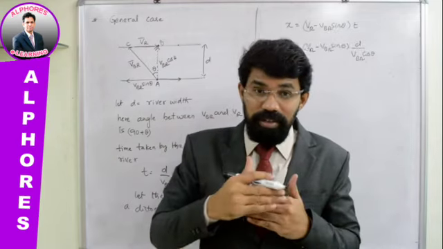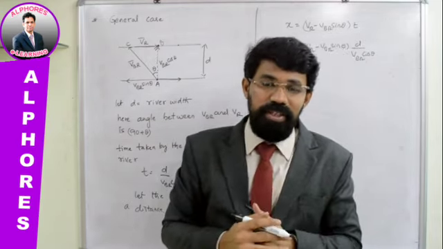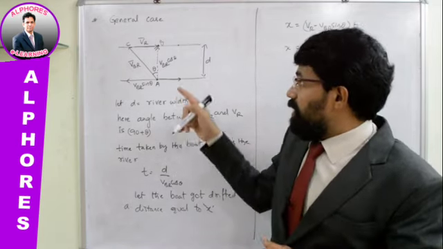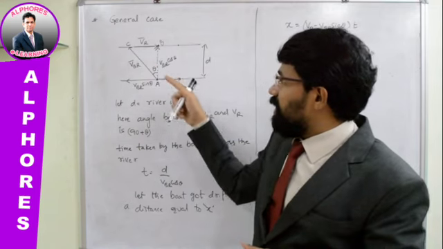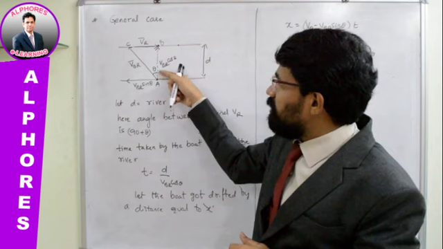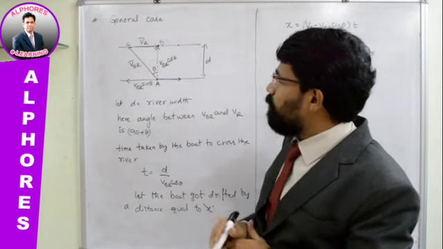Don't think that since the path is short, the time taken by the boat to travel along that path will also be small. No, it's not like that. See, when the boat is traveling along this direction, if VBR sin theta and VR are both equal, then what happens? The boat travels along this path AB and it reaches exactly the opposite point.